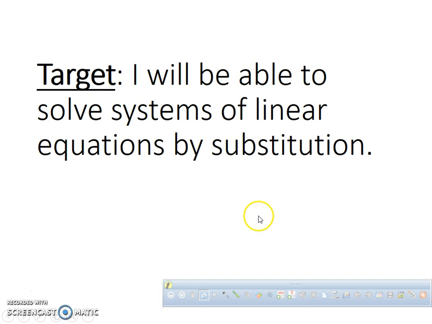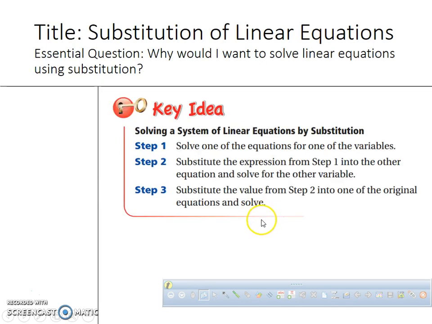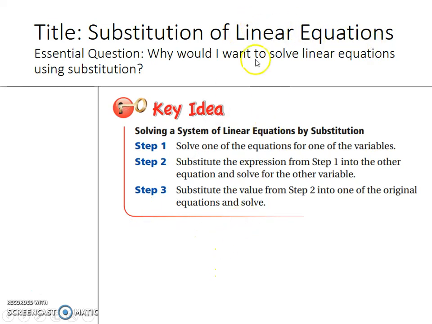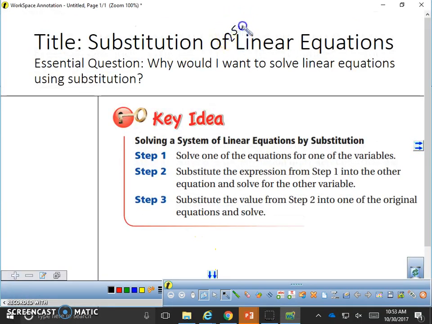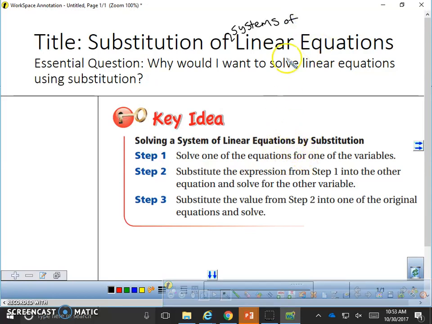All right, so our three basic steps when we are substituting linear equations are listed below, so go ahead and add those into your notes. You are going to title this Substitution of Linear Equations, finding the break-even point of systems of linear equations. And then your essential question is, why would you want to use substitution to solve them? Okay, so let's go ahead and start off with our examples.